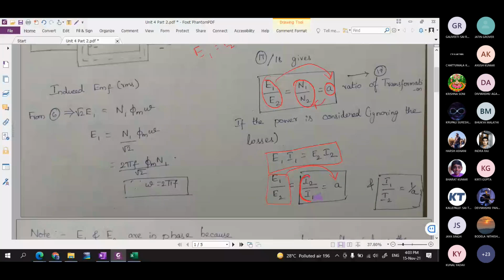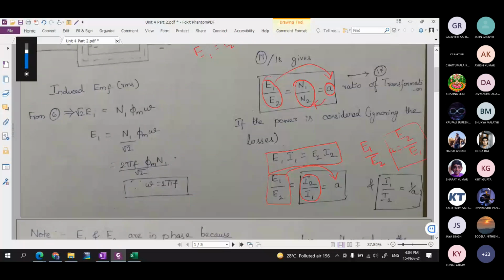This is a different way of representation. I have taken E1 by E2. Some people would have taken E2 divided by E1, and in that case they can call that the transformation ratio. It depends on how they are considering. It may vary for different people, whether it is E1 by E2 or E2 divided by E1. Here I have considered E1 by E2 as A. So if I rewrite this equation, you can see that I2 divided by I1 is equal to A.